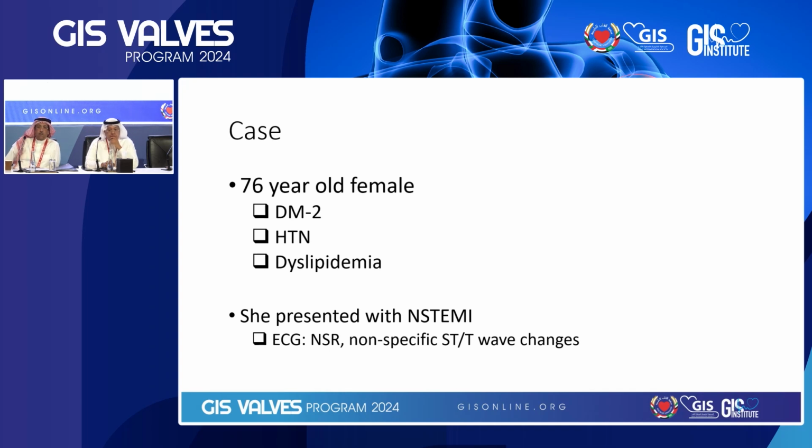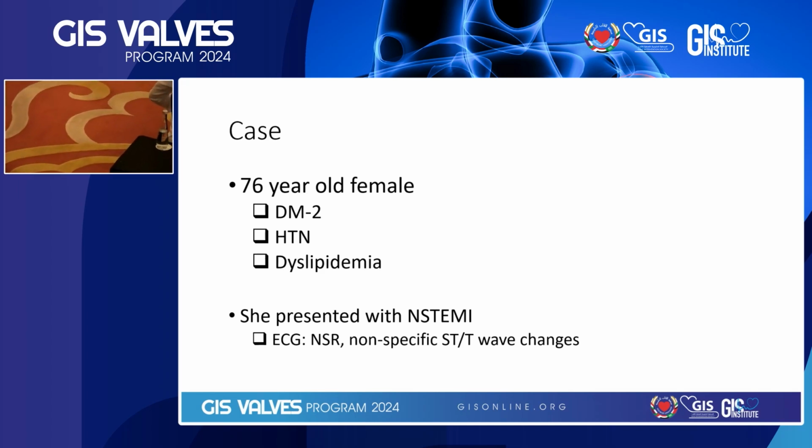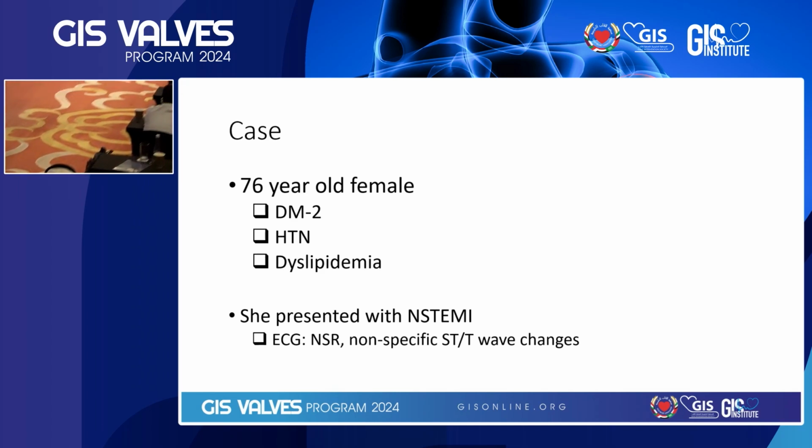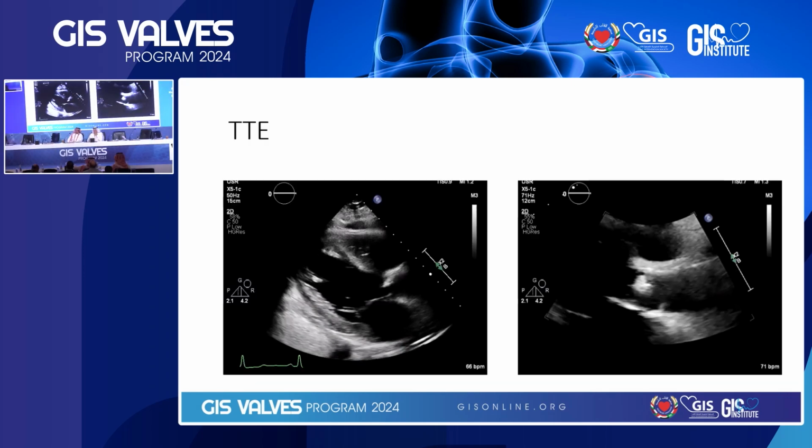A 76-year-old female known to have diabetes type 2, hypertension, and dyslipidemia. She came to our center with a non-ST segment elevation myocardial infarction. At that time, her ECG showed non-specific ST wave changes without ST elevation.